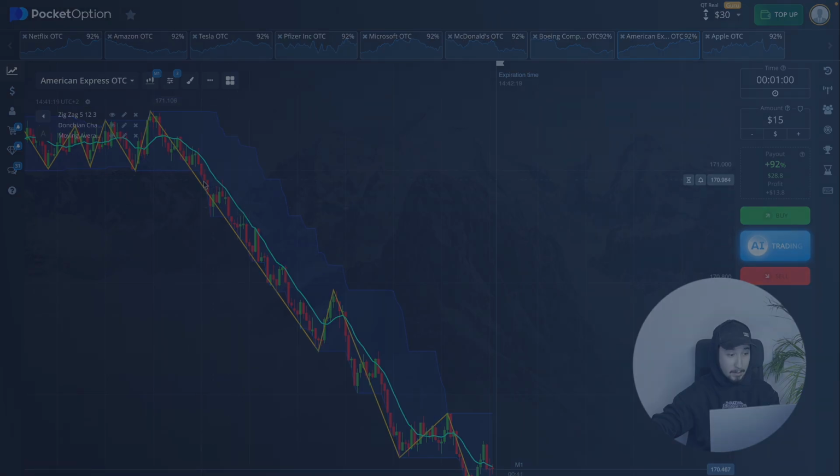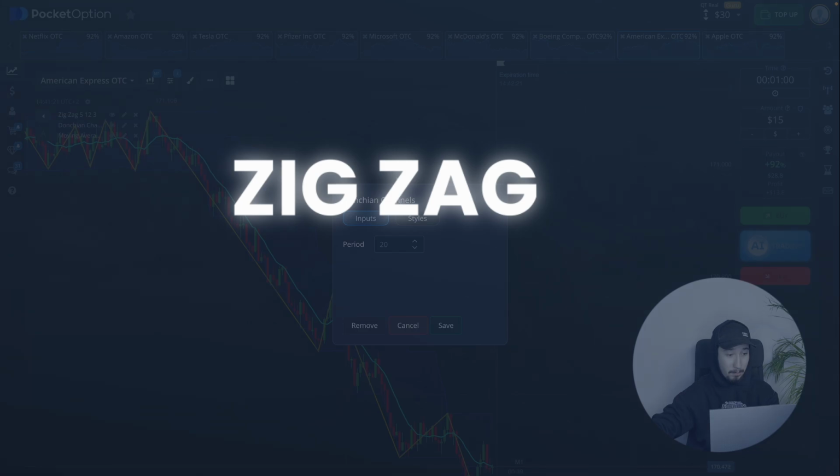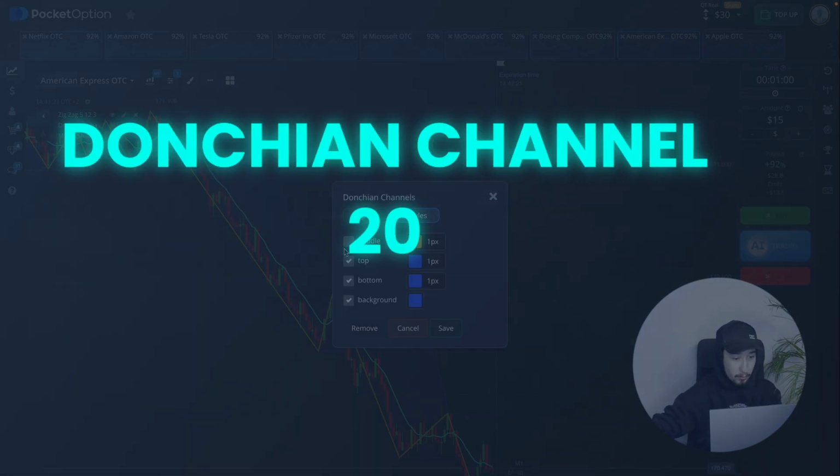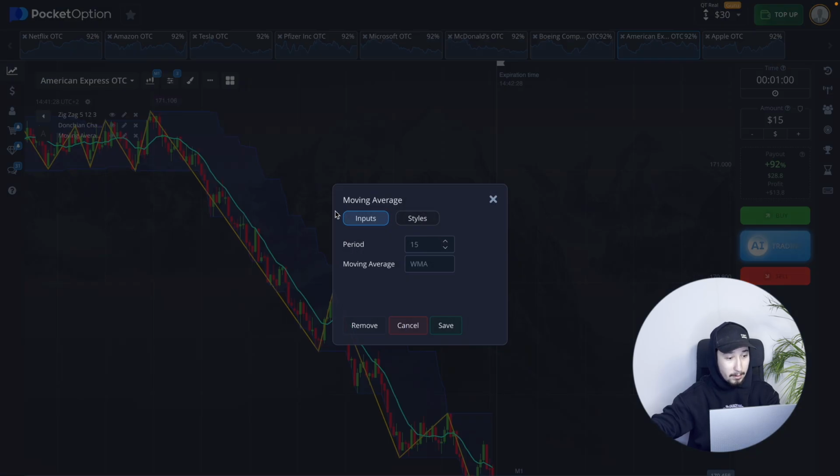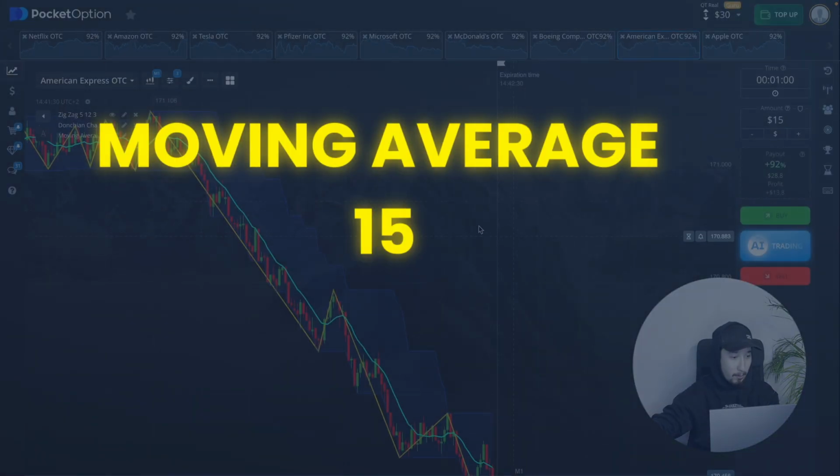It's a zigzag with the full settings, and a Donchian channel with a period of 20. We remove the moving average from this indicator, remember it, and instead of it there will be a weighted moving average with a period of 15.